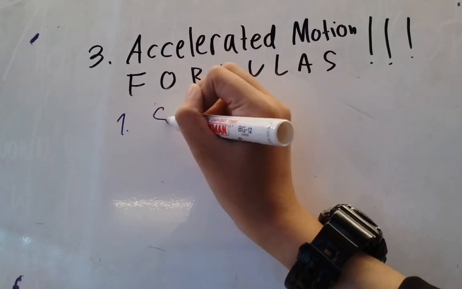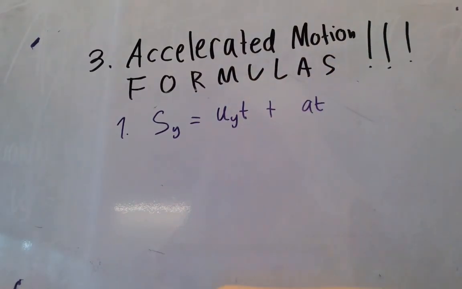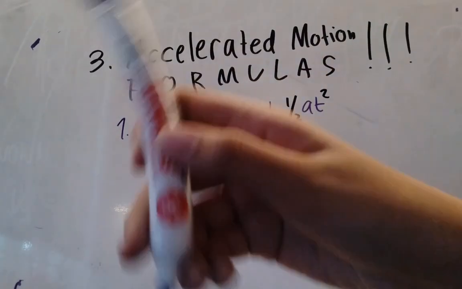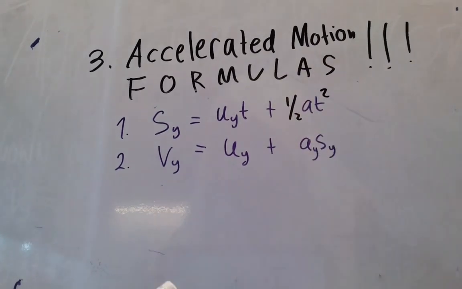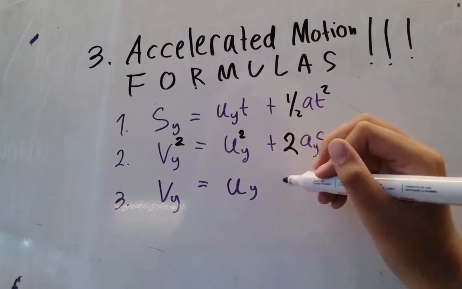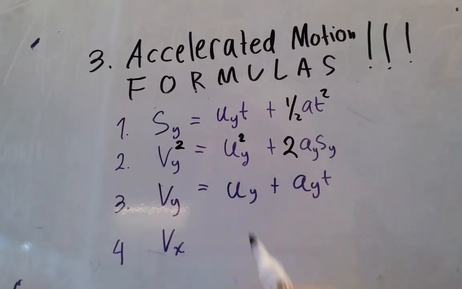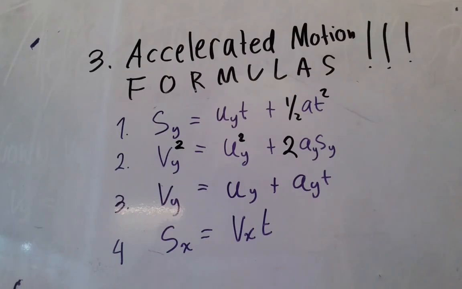Now, let's elicit the formulas, shall we? The first one is s = ut + ½at². The second one is v² = u² + 2as. The third one is v = u + at. And lastly, for the x component, we use the famous s = v × t.